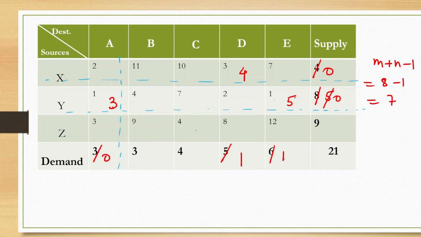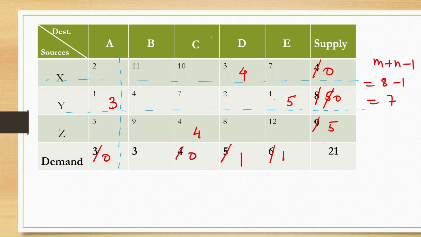These are 9, 4, 8 and 12. So out of these I am having 4 as the minimum cost cell. So this becomes 4 and this is 5. So this becomes 0.